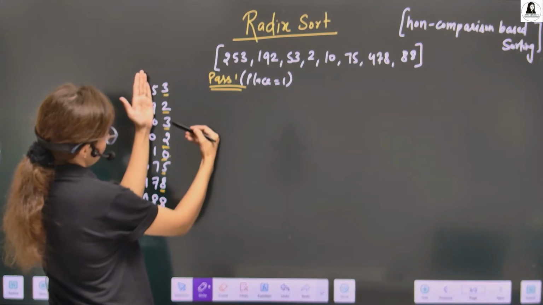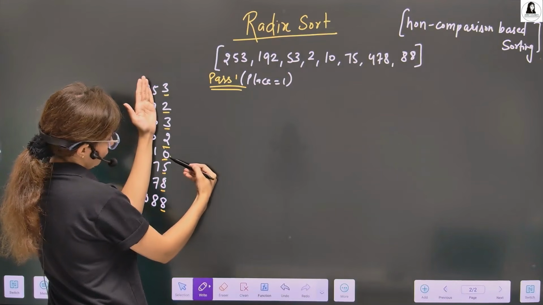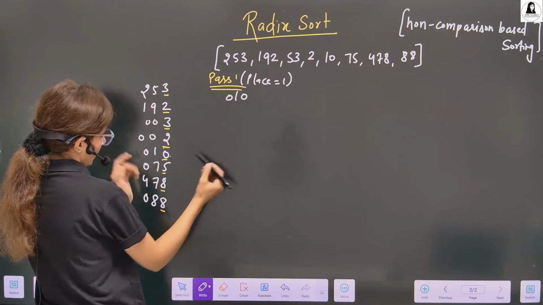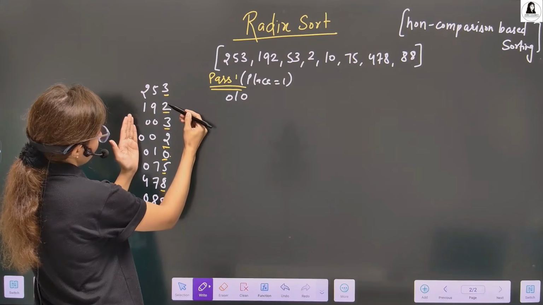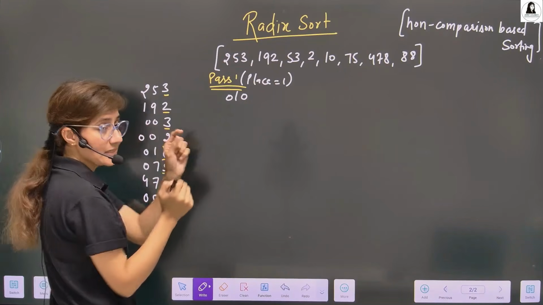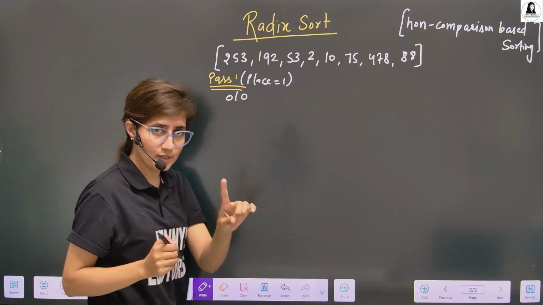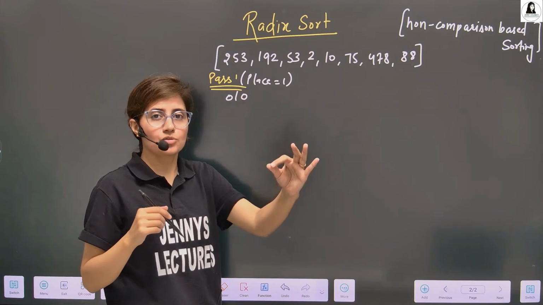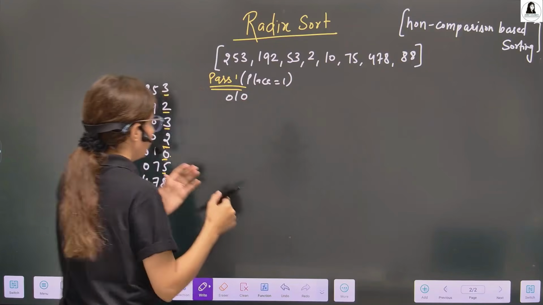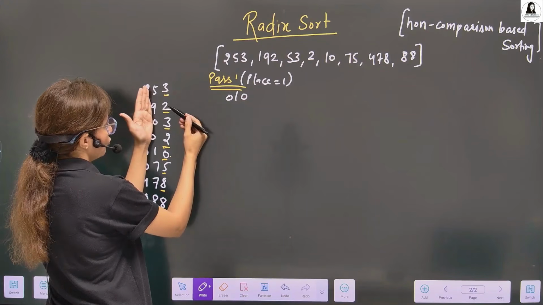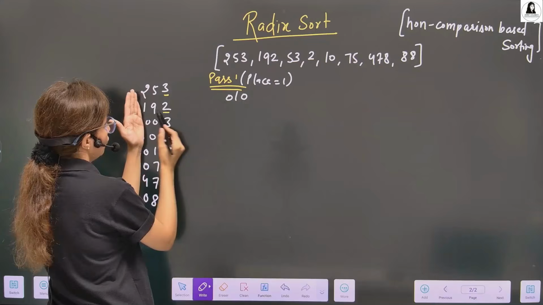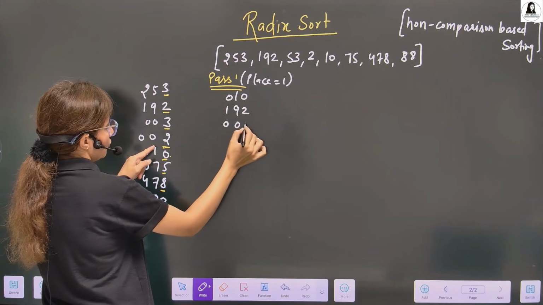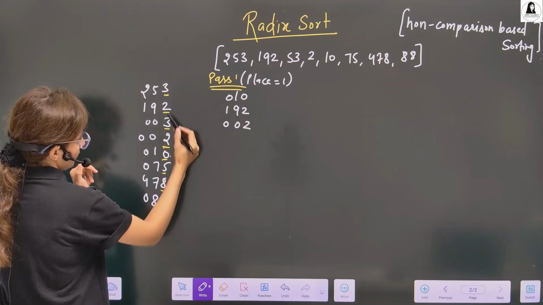At first we have 0, the smallest one, so this would be here: 0, 1, 0. Then we have 2 and 2, but it's stable. Make sure it's a stable sort. Radix sort uses a stable counting sort internally. To keep it stable, since the 2s are the same, this 2 would be first and this 2 would be next. So 192 first, then 002. This is done.